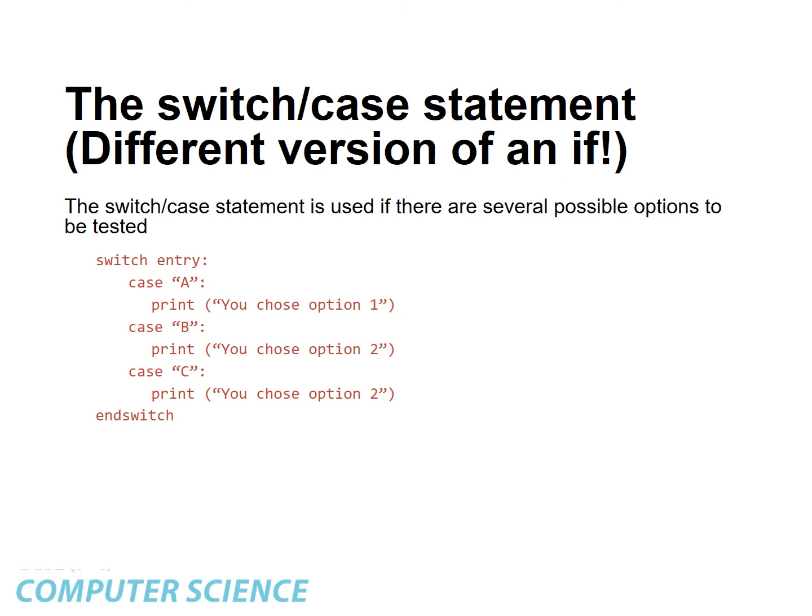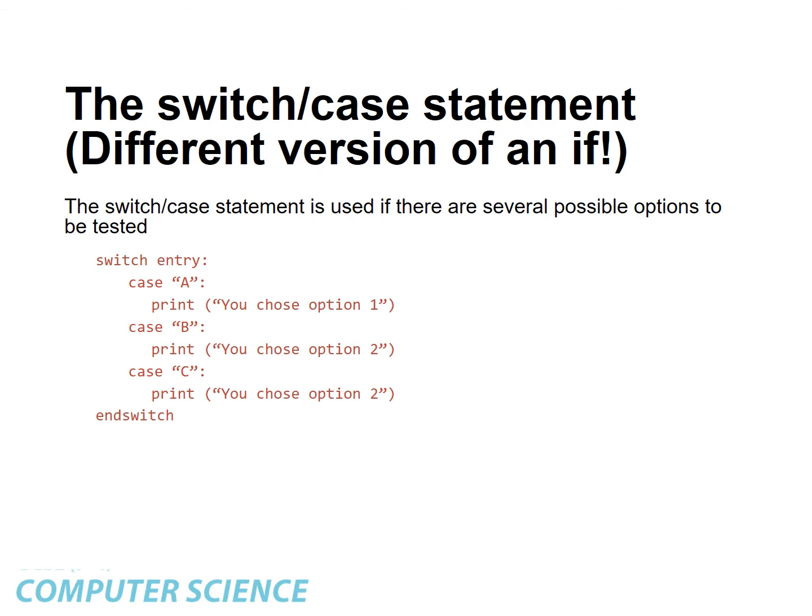Now there is a different type of selection statement. We don't use these in Python, but you need to know about them. These are called the switch case statements. Now a switch case statement is used if there are several possibilities, a little bit like an if and an else. But there are numerous different programming languages which actually don't have elifs in their language. So you might have an if and an else, but not an elif. And in this case, they use a switch entry.